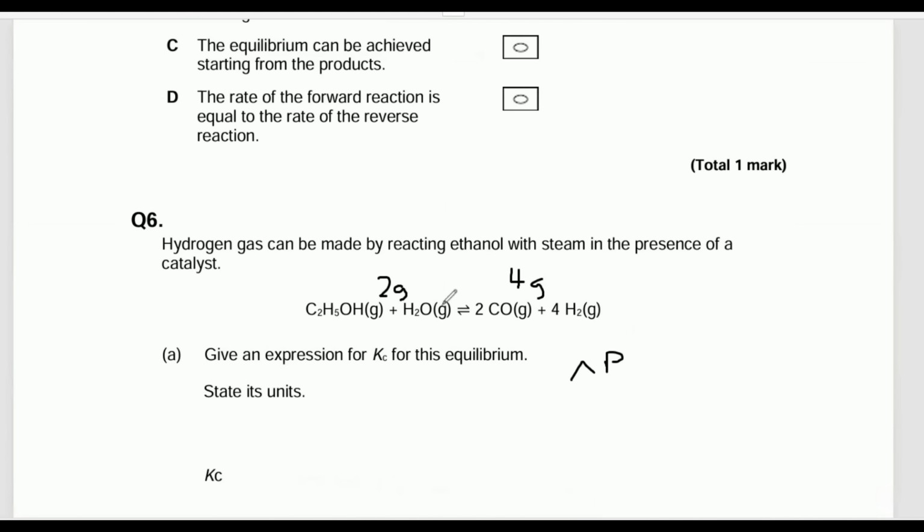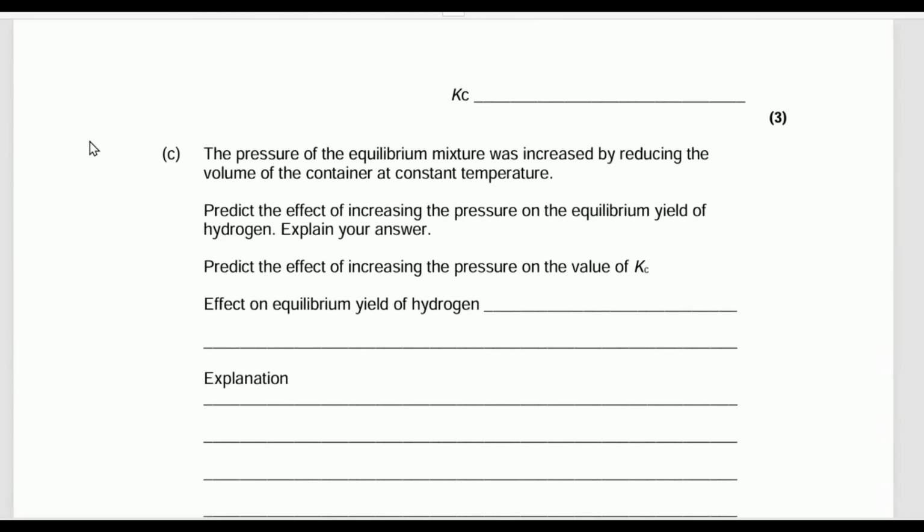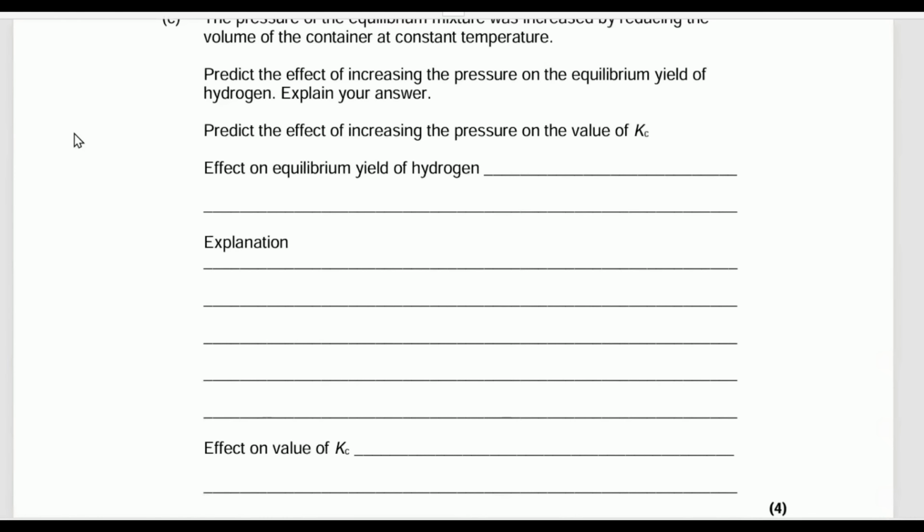If we increase the pressure, which direction is it going to shift? Le Chatelier says it's going to shift to the left to reduce the number of gas molecules. Okay. So what's that going to do to the yield of hydrogen? Well, that means we're going to get less hydrogen because hydrogen's on the right and hydrogen is the product, which we talk about in terms of yield. So the effect on the yield of hydrogen, it will decrease.